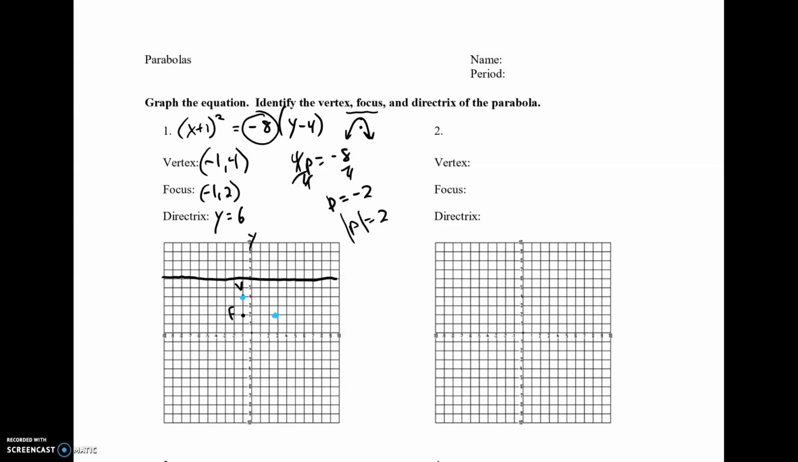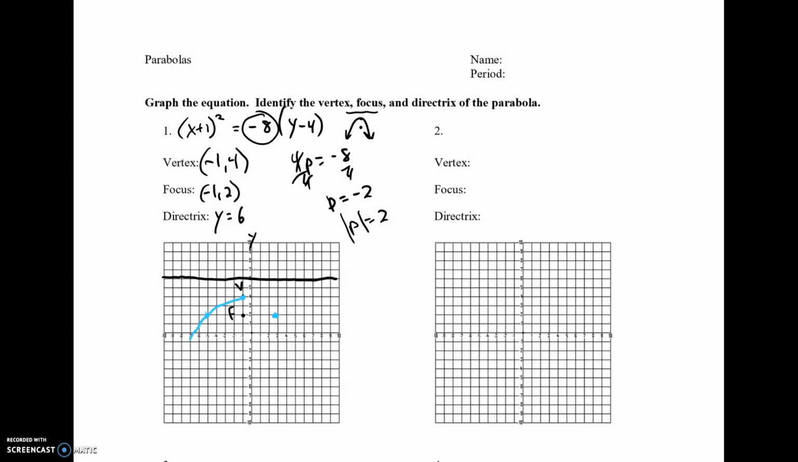By definition, this point right here, (3, 2), has to be on my parabola. 1, 2, 3, 4. By definition, that has to be on my parabola. I know that because it's 4 units. That blue point right there is 4 units from my focus. It's also 4 units from my directrix, so it's got to be on my parabola.